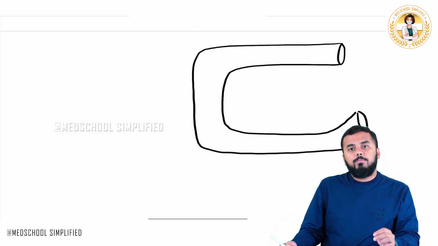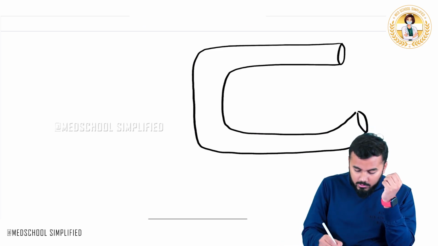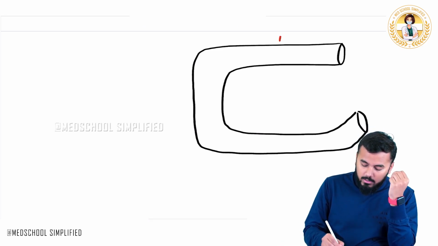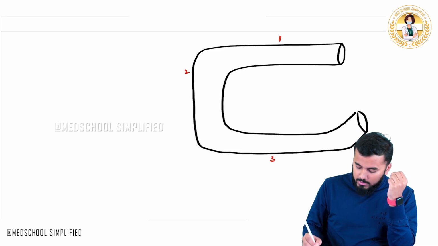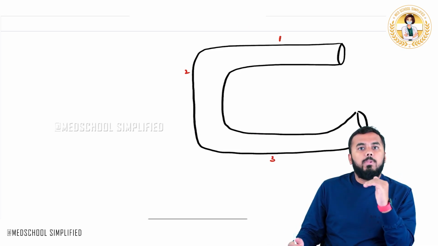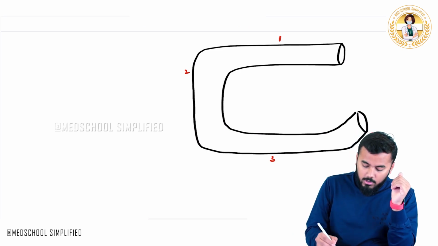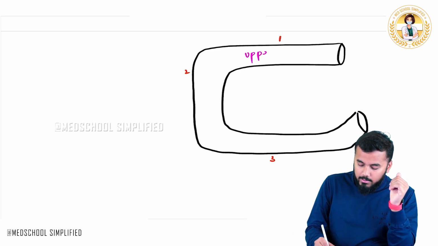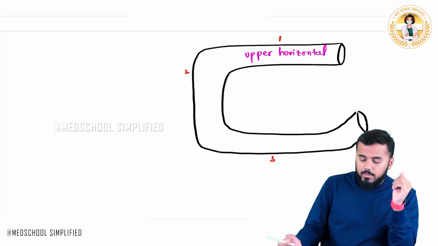Right, now in this duodenum we have got 4 parts. What are these 4 parts? So this is part 1, this is part 2, this is part 3 and this is part 4. Now what is the first part called as? The first part is called as the upper horizontal part of the duodenum.